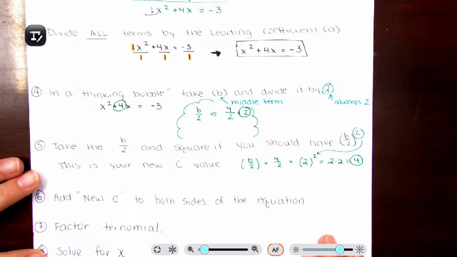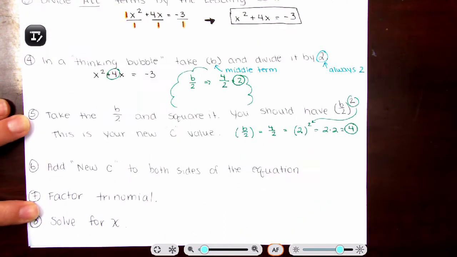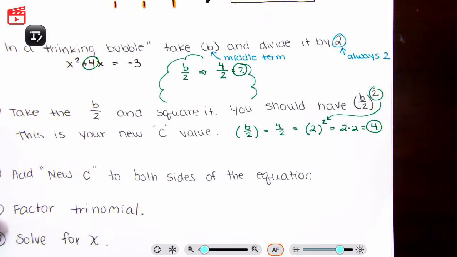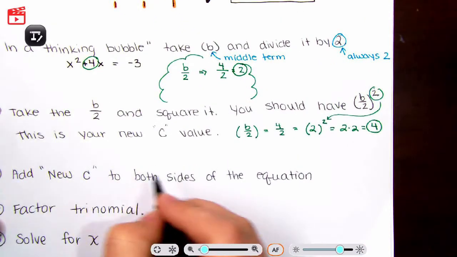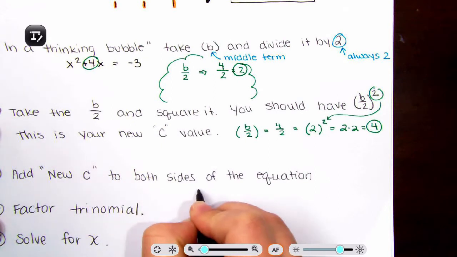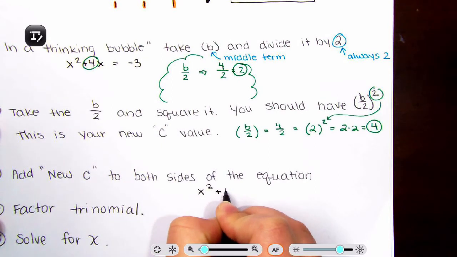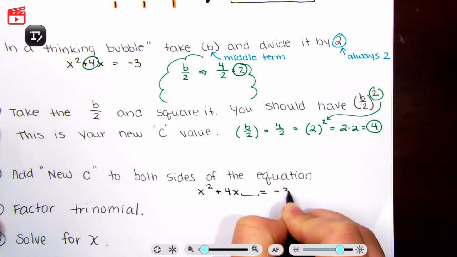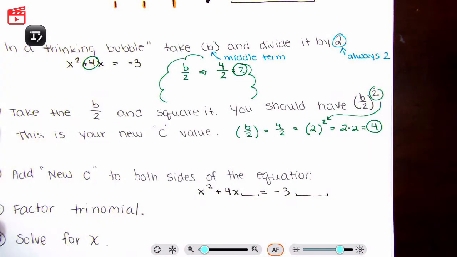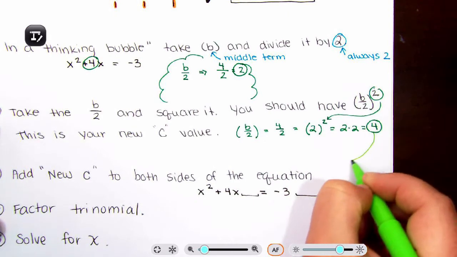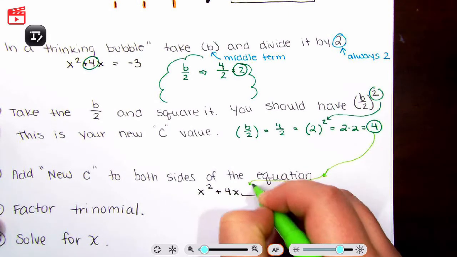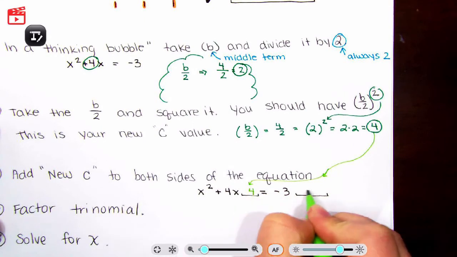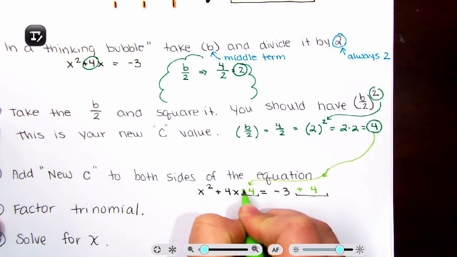Step number 6, add this new c to both sides of the equation. So what did we have for our equation? We had x squared plus 4x is equal to negative 3, and I'm going to save some space here. So I'm going to add to both sides. And what am I adding? I'm taking what I have here, which was 4, and I'm going to add it to both sides of the equation.